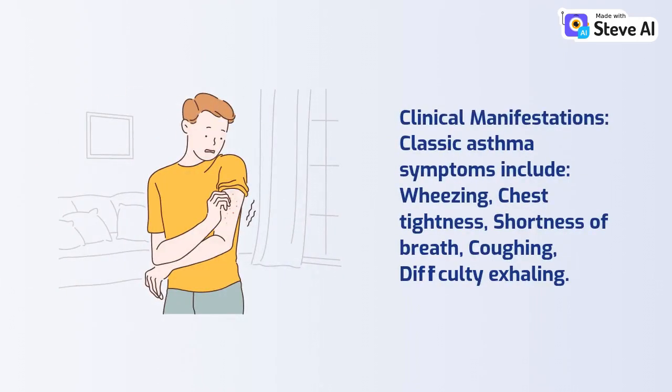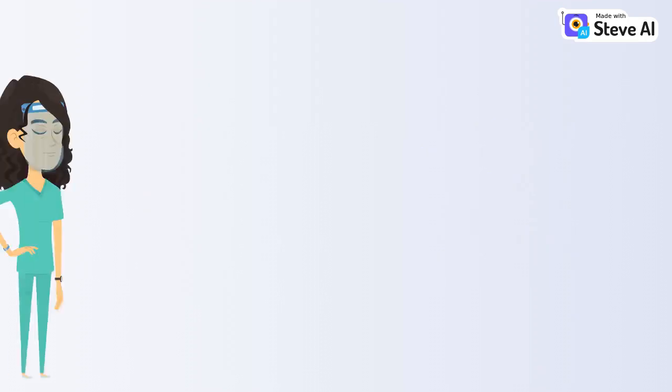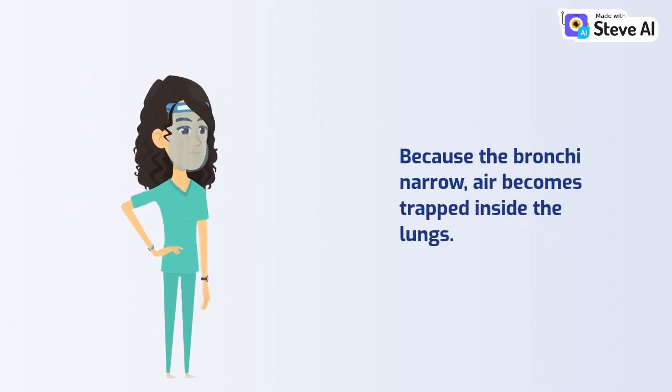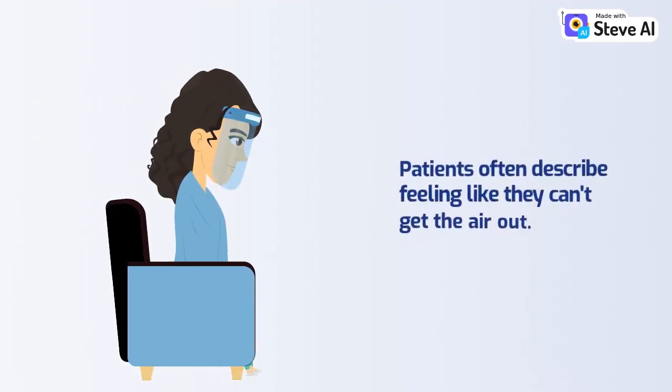Clinical manifestations. Classic asthma symptoms include wheezing, chest tightness, shortness of breath, coughing, difficulty exhaling. Notice I said difficulty exhaling. Many students forget that asthma primarily causes an expiratory problem. Because the bronchi narrow, air becomes trapped inside the lungs. Patients often describe feeling like they can't get the air out.